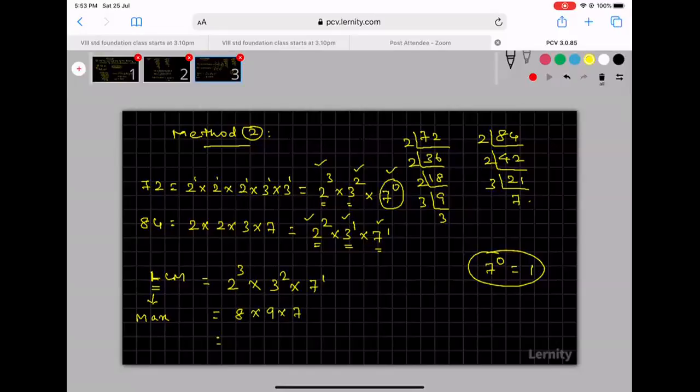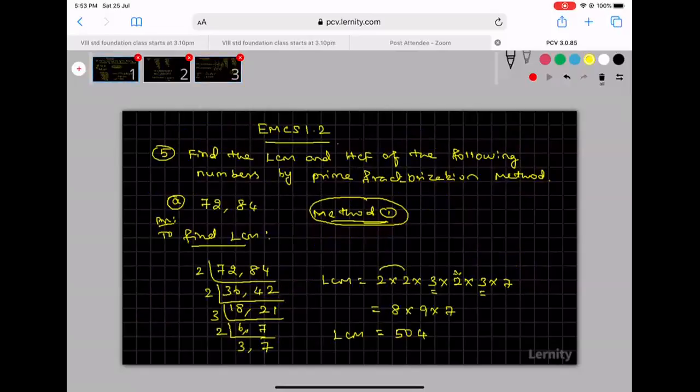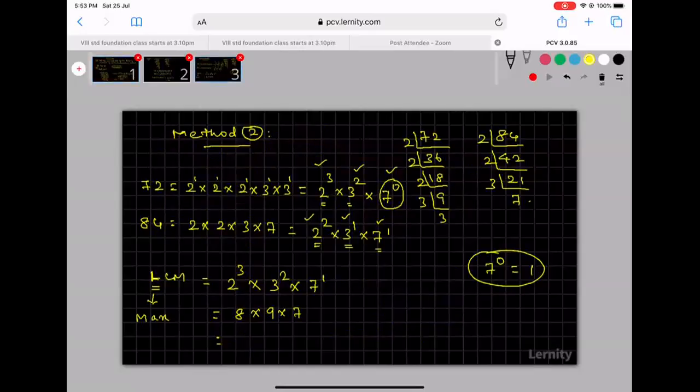You see in this previous problem, the LCM we are having 8 into 9 into 7. The same thing we are getting, 8 into 9 into 7. So my answer is 504. Okay, this is LCM. For HCF, using H means high, the opposite is minimum.